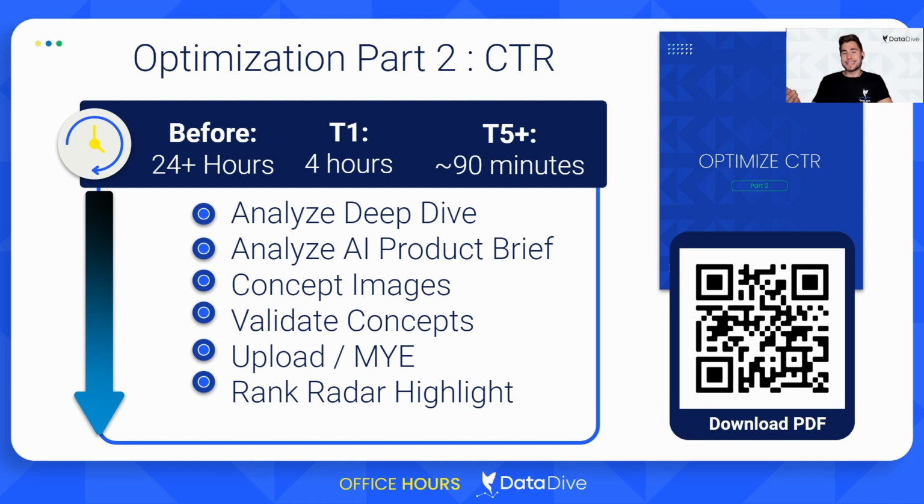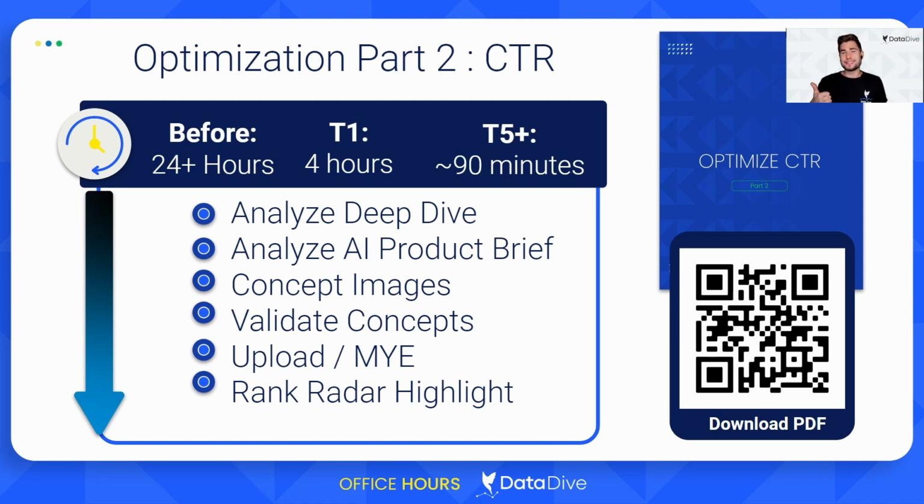And so the process is as follows. First thing that you're going to do is analyze Deep Dive. This is the area inside Data Dive where you can see all of your competitor images all in one spot. When we analyze Deep Dive, we're going to want to look at the niche and see what competitors in my niche are currently doing for their main image. And then you're going to categorize all of these main images by type. After that, you're going to move on and analyze the AI product brief. This is going to give you some bigger picture concepts about what shoppers are looking to find when they're searching for products in your niche.